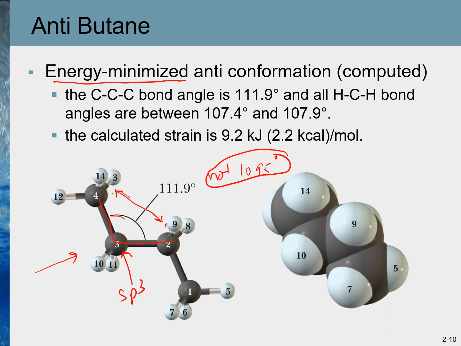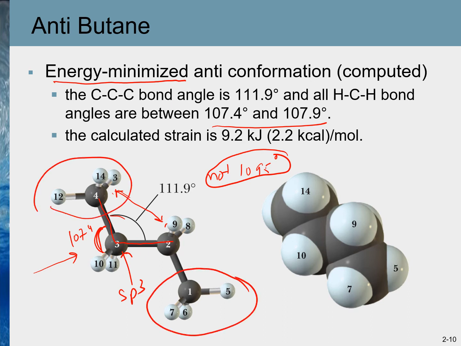Similarly, the carbon, carbon, hydrogen angles are found to be anywhere between 107.4 and 107.9. Although this is the most stable system, and it doesn't have any torsional strain because the larger groups are farthest away from each other, it still has some angle strain. And the calculated strain is about 9.2 kilojoules per mole. It's not a lot, but still there is some strain.